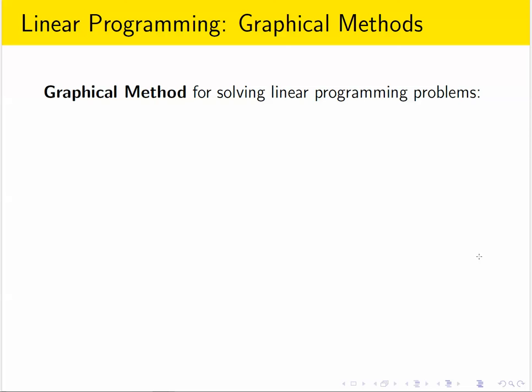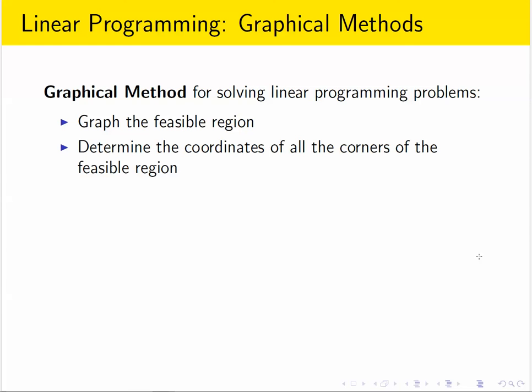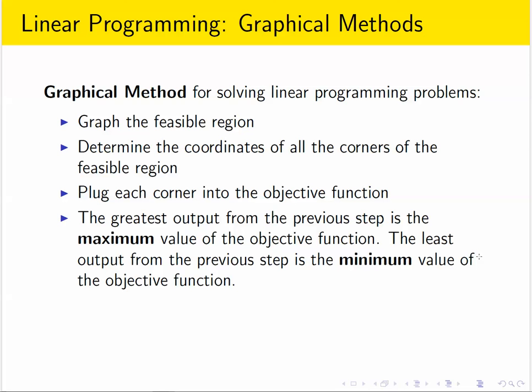Our general approach for solving these problems using what's called the graphical method is to first graph the feasible region, the set of points that satisfy all the inequalities. And we've already seen how to do that. Then we want to find all the corners of the region we graphed and determine the coordinates of those corners. We'll plug each corner's coordinates into the objective function, and whichever z value we get out is largest, that's the maximum value. Whatever z value we get out is least, that's the minimum value.